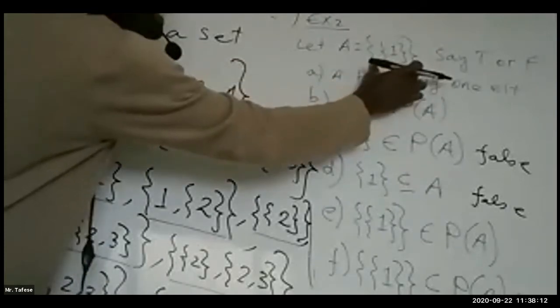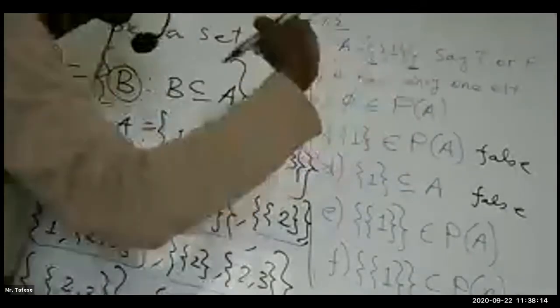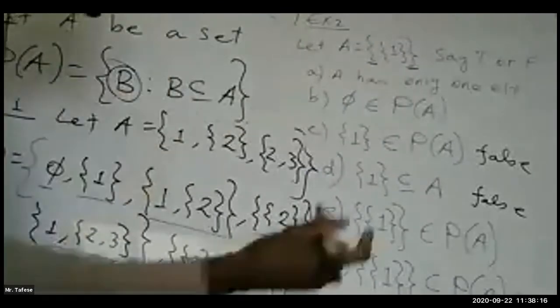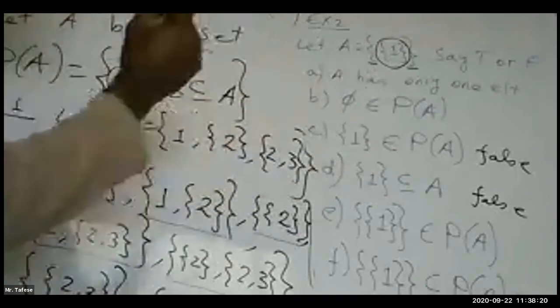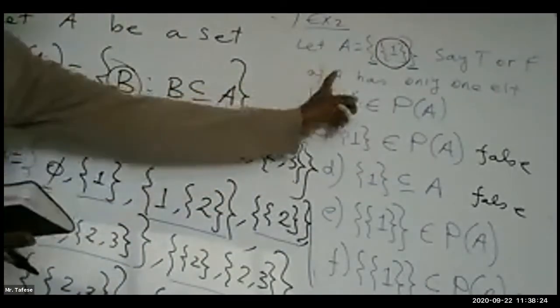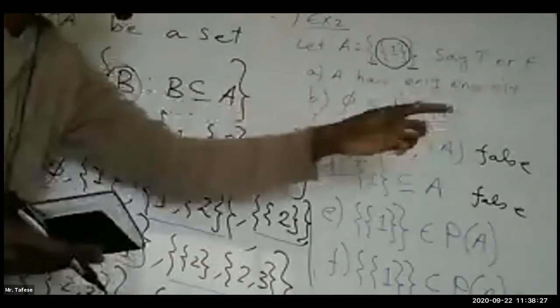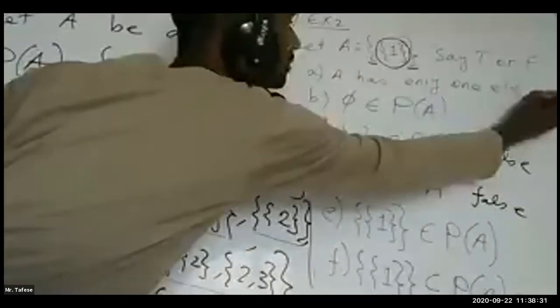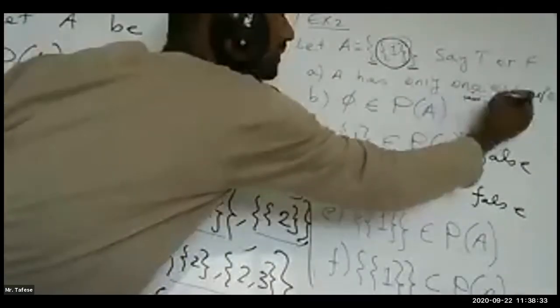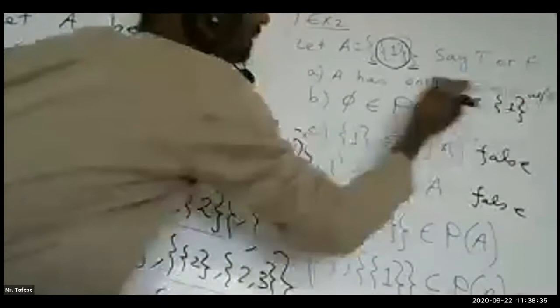Within the opening and closing brace, how many elements are already there? Only one element. The element of set A is one within a brace. So let us see, A has only one element. What is that element? It is one within a brace.